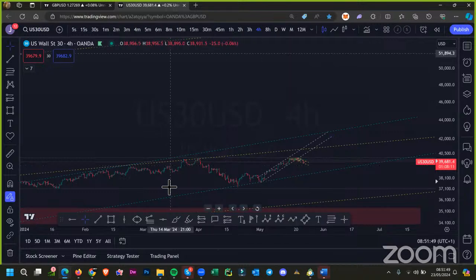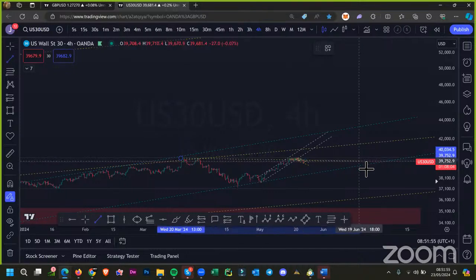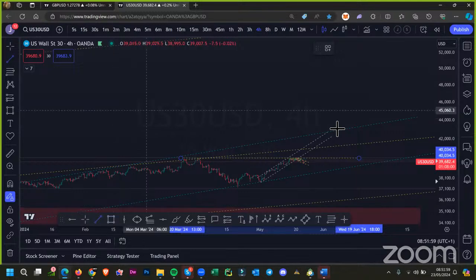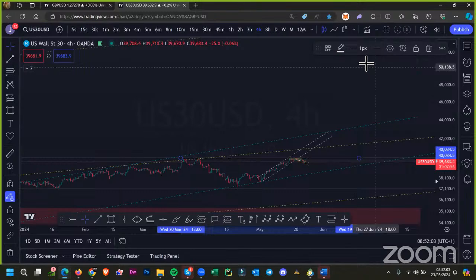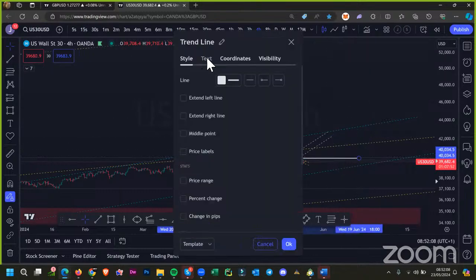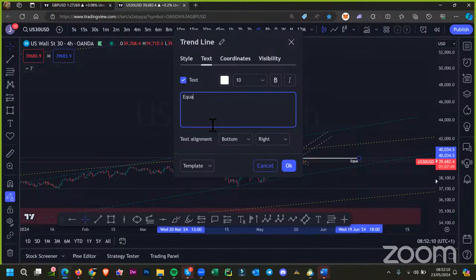So I'm going to put in some lines. I'm going to put in a solid line in here like this. These are relative equal highs over here. So I'm going to make that solid white like so. I'm even going to label it. Yeah, we can even label it.